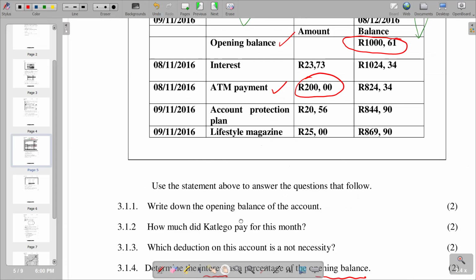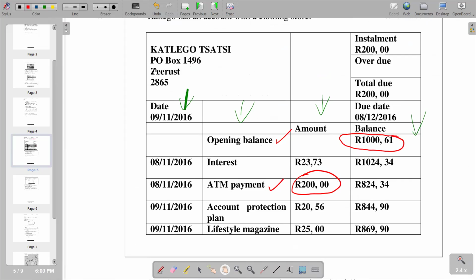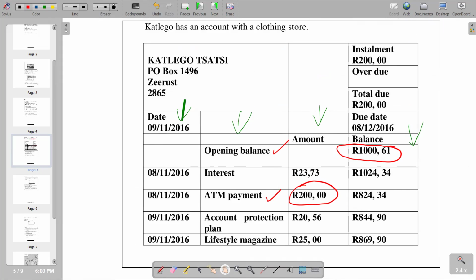So we go back to the information that we have. According to the information, the interest is 23.73, which is here. This is our interest. And our opening balance is going to be our denominator, which we are indicating here: 1,000 rand 61 cents. Then we make a fraction and multiply by 100 over 1 to convert to a percentage.